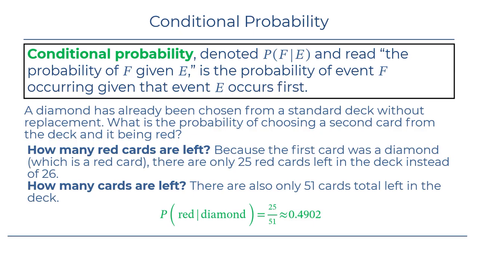So first we ask how many red cards are left. Well, diamonds are red, and so the first card that was taken out was a red card. So instead of 13 plus 13 or 26, there are now only 25 red cards in the deck. How many total cards? Again, there used to be 52 cards, but we took 1 diamond out, and now there are 51 cards. So the probability of red given diamond is 25 divided by 51, or about 0.4902.